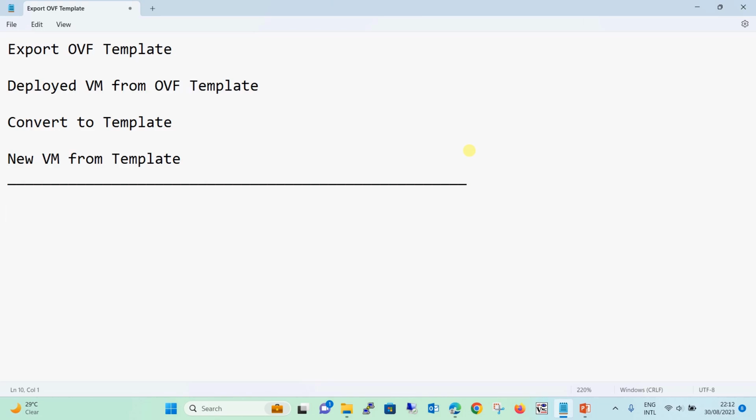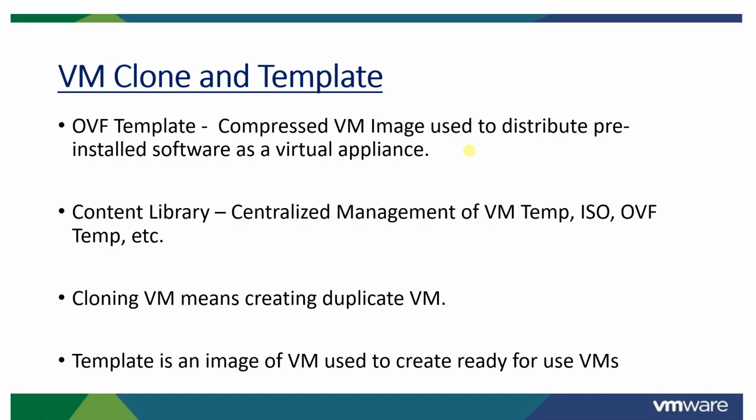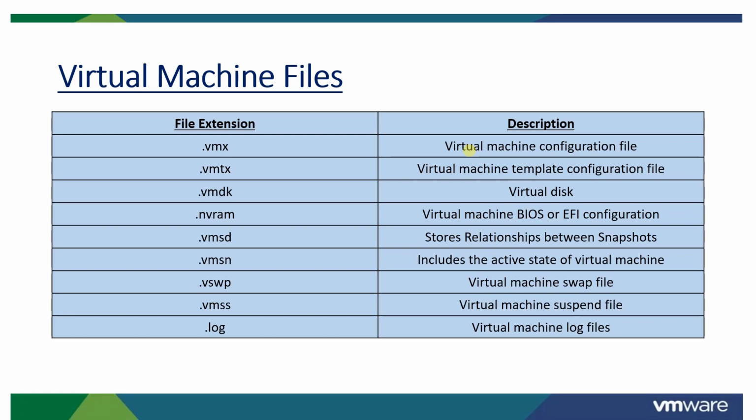In the previous part of this session, we discussed the basics of cloning, a basic definition. We discussed templates in detail, and also a few topics on templates, which was the OVF template. I told you that content library we are going to do in this session. Apart from that, we discussed the different types of file extensions in a virtual machine. Among these, we discussed VMX, VMTX, that is the virtual machine template configuration file, the VMDK file, and VSwap. The rest we are going to discuss one by one in the coming time.